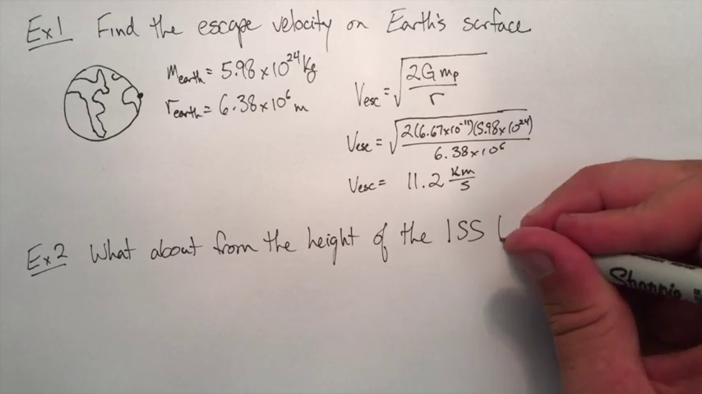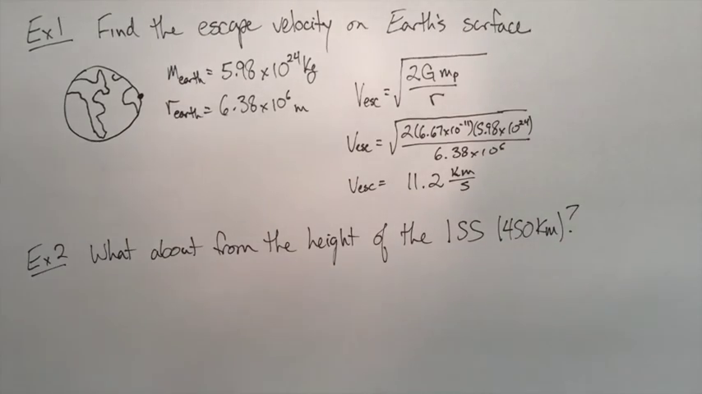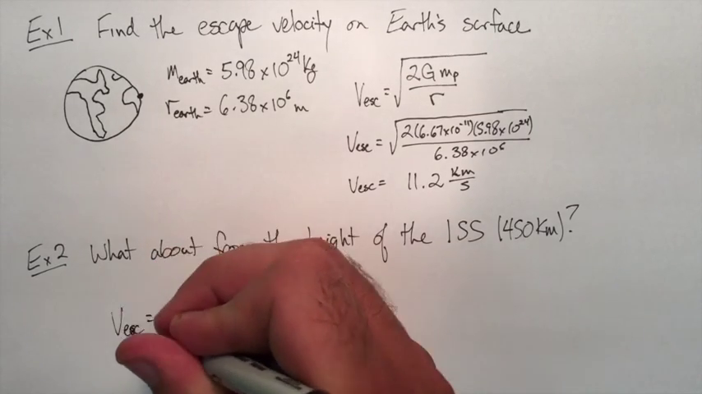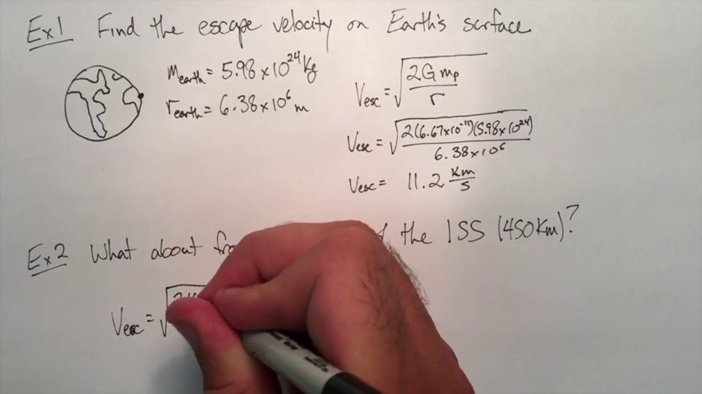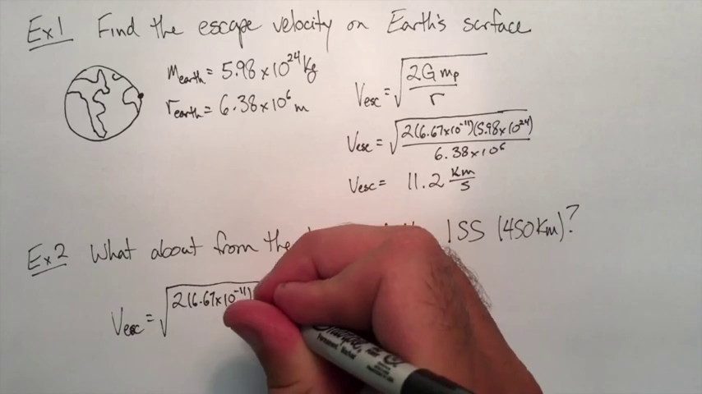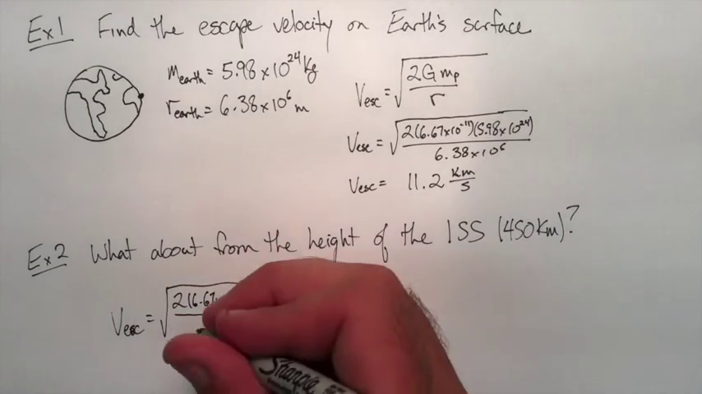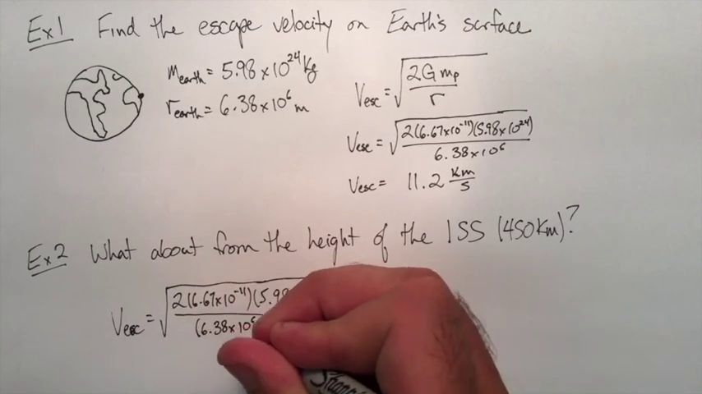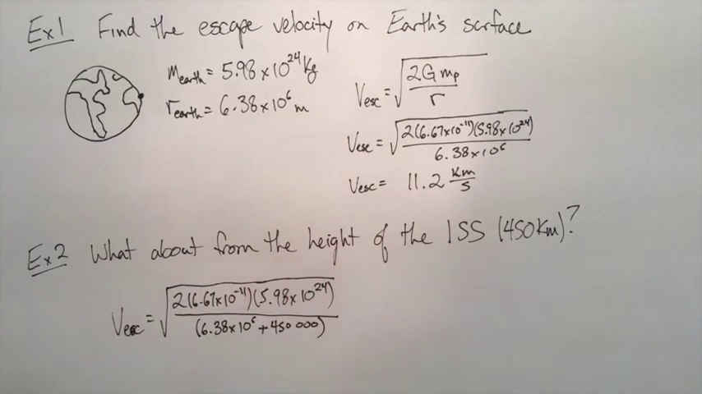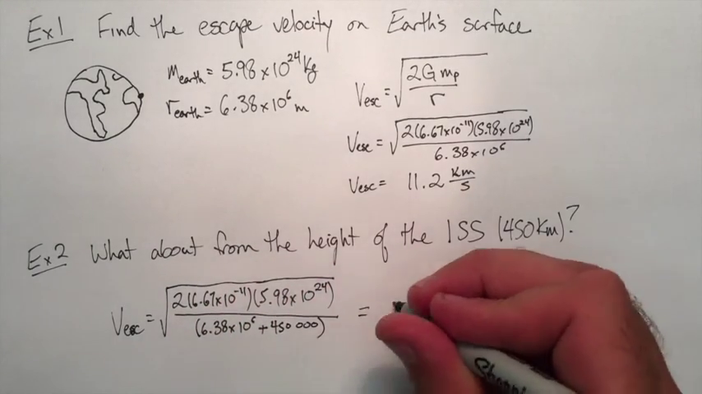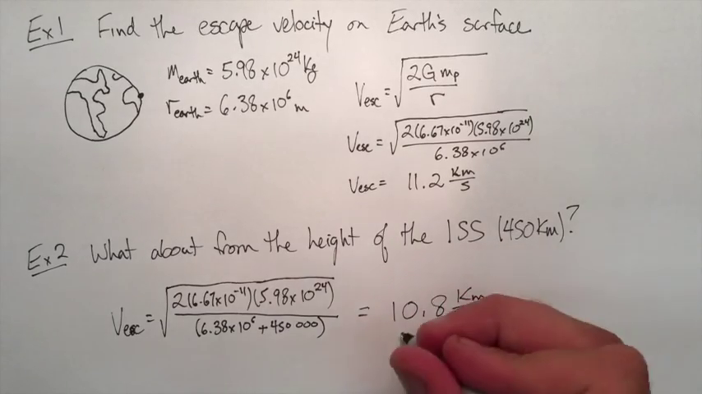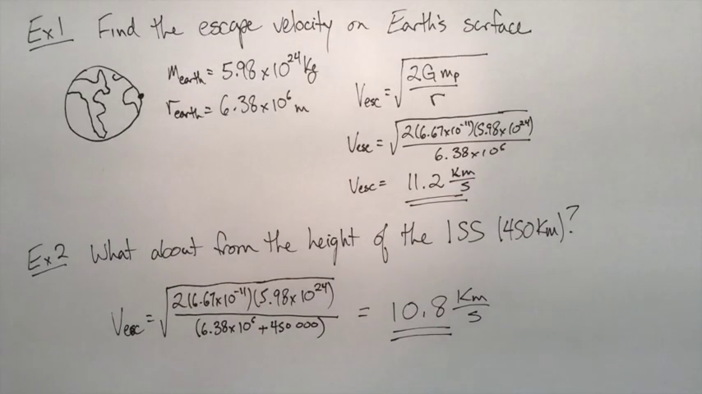Now what about from the height of the space station, which is about 450 kilometers and up? The expectation would be as you get further away from a planet, gravity gets a bit weaker, so we should find a value here that's a little bit less. So we put our numbers in. In the separation distance r, we're going to have that radius of the planet plus this new height, and we find here it's 10.8 kilometers per second, which indeed is less than 11.2.